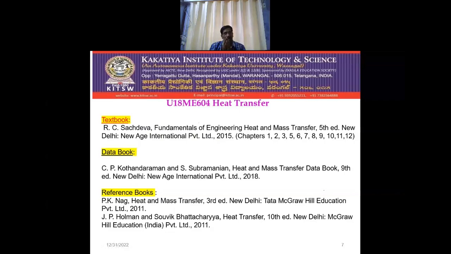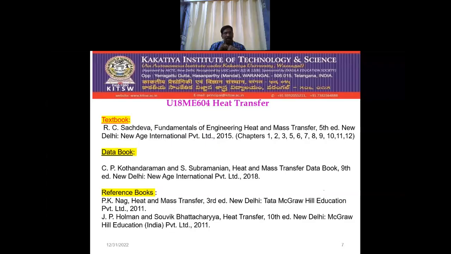And the textbooks. You are supposed to purchase this textbook, that is R.C. Sachdeva, Fundamentals of Engineering Heat Transfer, Heat and Mass Transfer, 5th edition, New Age Publications. And remember, I too have the soft copy of this book, and I will share it in your coursework.